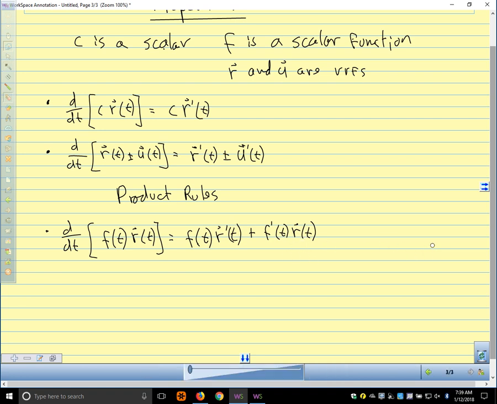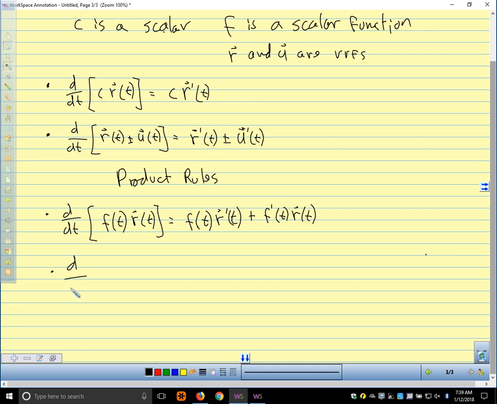A lot of times we use these product rules not because this is easier to evaluate than just multiplying the functions out and then taking the derivative. A lot of times we use this to go the other direction. We'll see something like this and we recognize that it's a product rule. So kind of to go in the other direction.